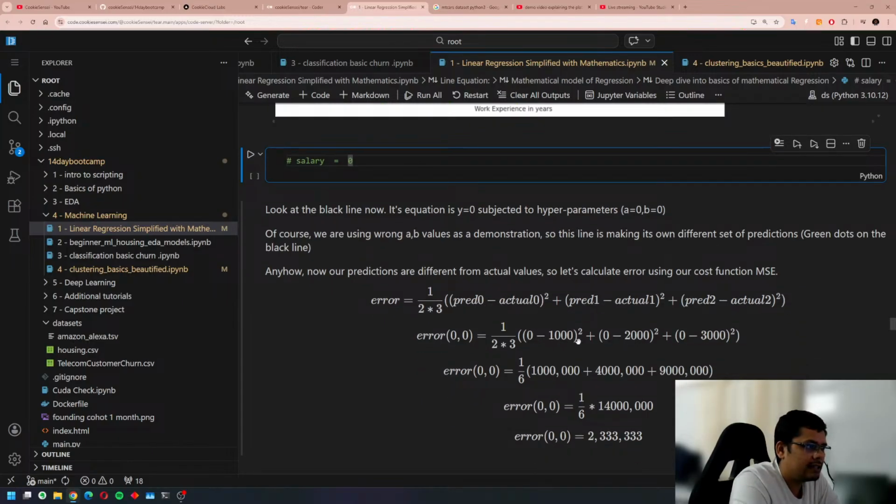Prediction 1 minus 1000, to the whole square. 0 minus 2000, which is the second prediction minus the second actual value, to the whole square. Prediction 3 minus actual 3, 0 minus 3000, to the whole square. So it becomes something like this. The total error is coming out to be 2 triple three triple three, which I don't know if it is high or low. There is no comparison metric right now in front of me. An error of 2 million really means nothing if I don't have anything to compare it with.